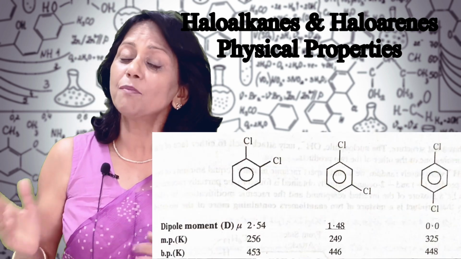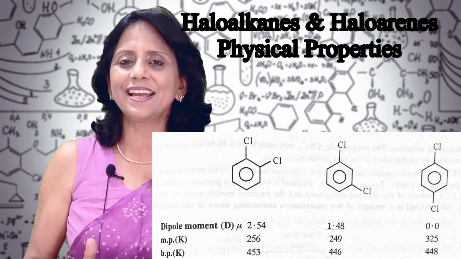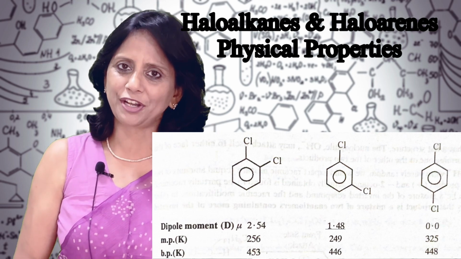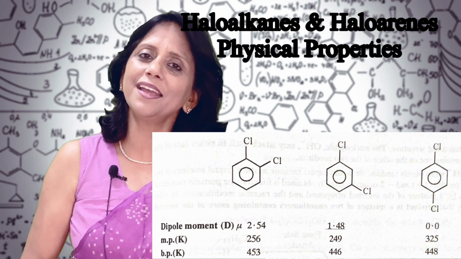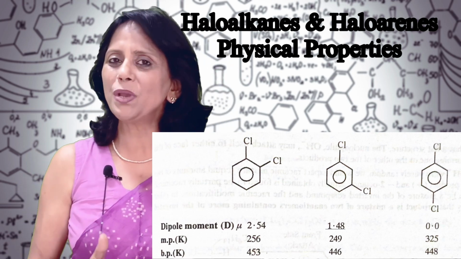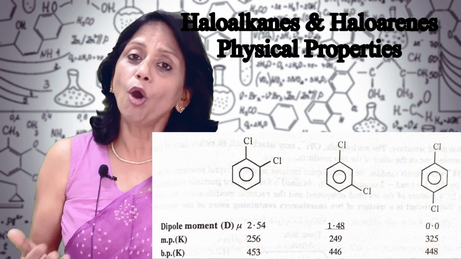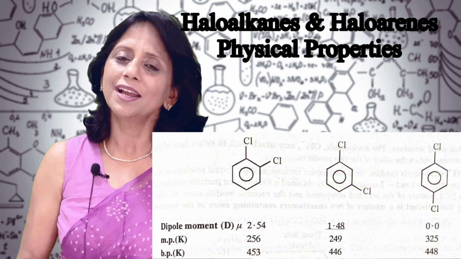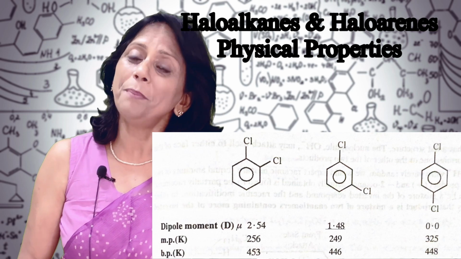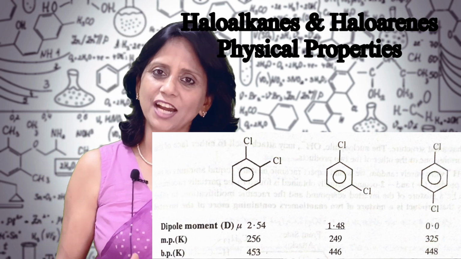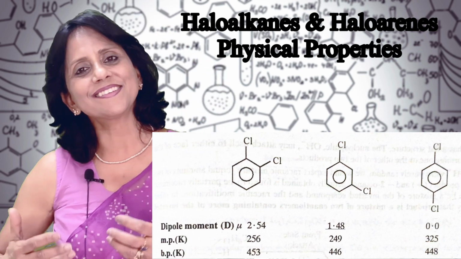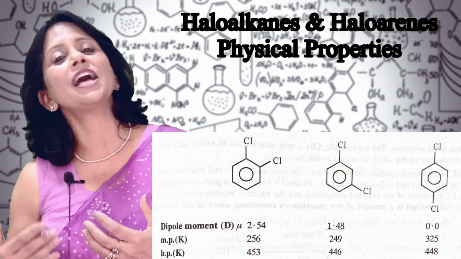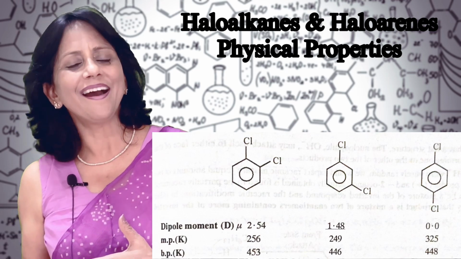But when it comes to the melting point, you will always see that para derivatives, 1,4-dihalobenzene, will always have a higher melting point than the ortho and the meta isomers. This happens because in para, the forces of symmetry act, because para is more symmetrical. As a result, the force of symmetry will act, hence the melting point is going to be higher.